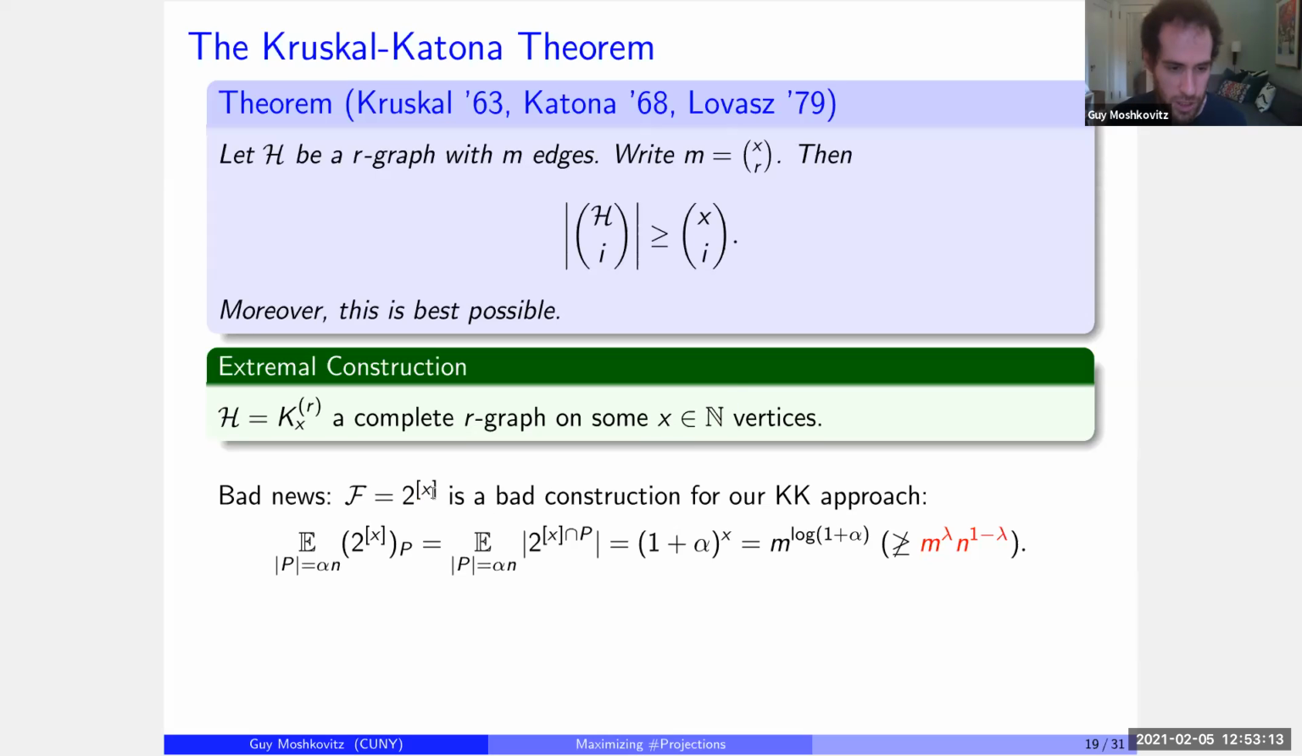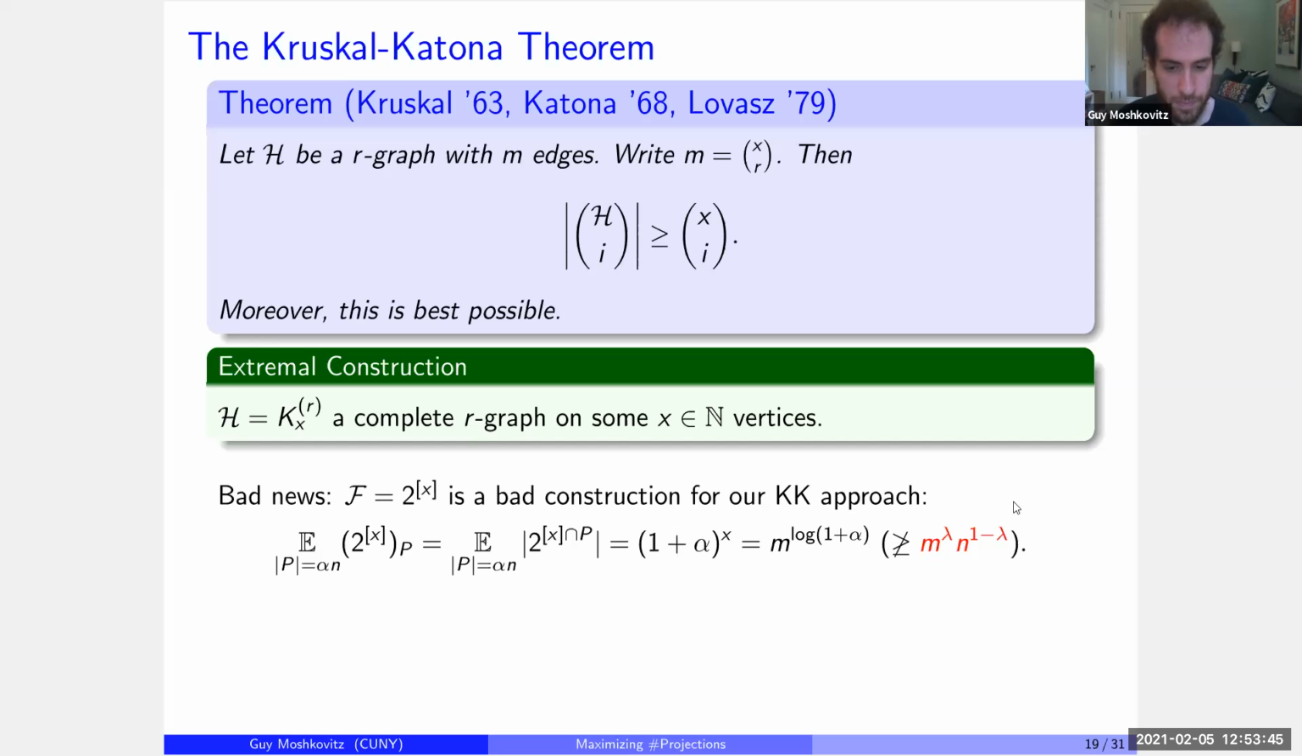And the reason is, well, just take the analog of that extremal construction in the non-uniform setting. So that would be something that we saw before, right? Take the power set over the smallest number of vertices that you can. But the expected size of a projection of a power set, we did that before when we talked about the upper bound, is (1+alpha)^x, which if you check is m to the log(1+alpha), which is actually much smaller than the bound that we were trying to prove. Okay, so that's a no-go. Our approach is doomed, that's bad news.